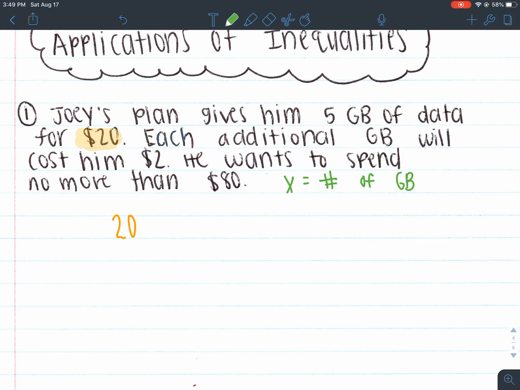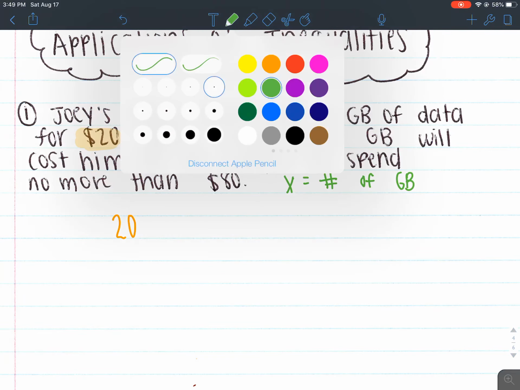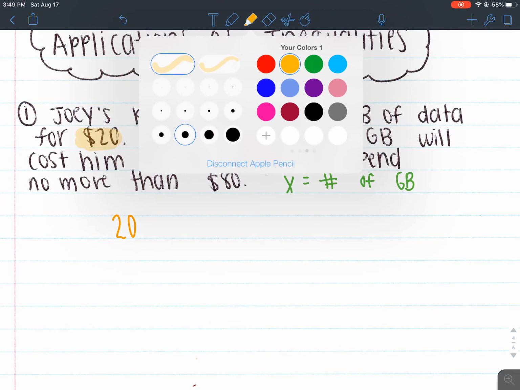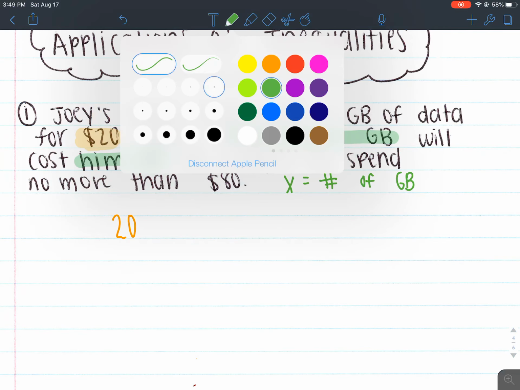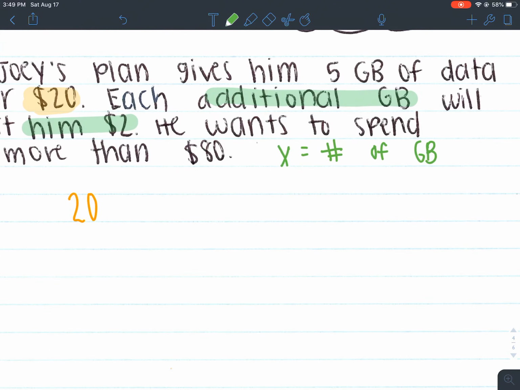You don't know how many gigabytes he wants. How many gigabytes? That doesn't sound right. All right, so the next bit of information is additional gigabytes will cost him $2. So we know each gigabyte is going to be $2. So do we know the amount of gigabytes? No. So that's where our 2x comes from. We have 2 for every gigabyte. So the gigabytes is x. So for every gigabyte, it's going to be $2.